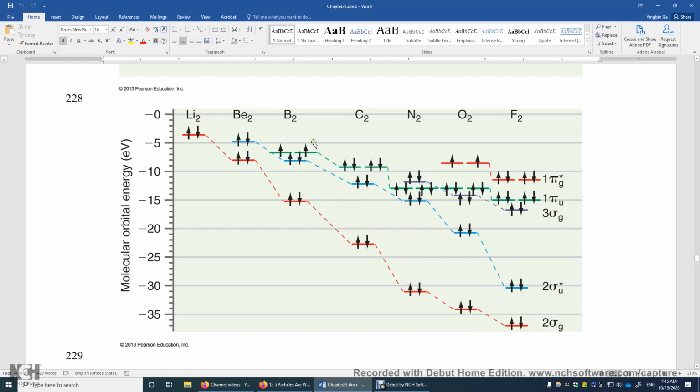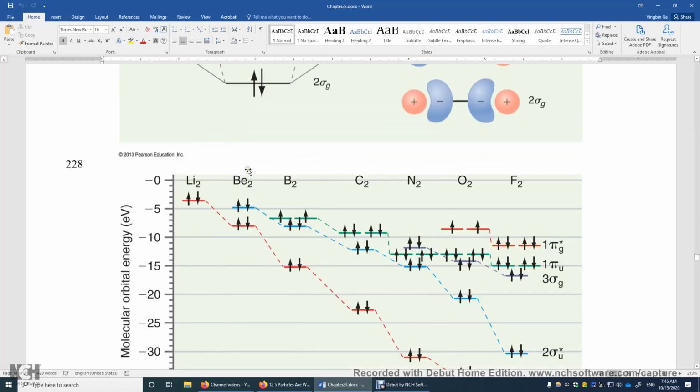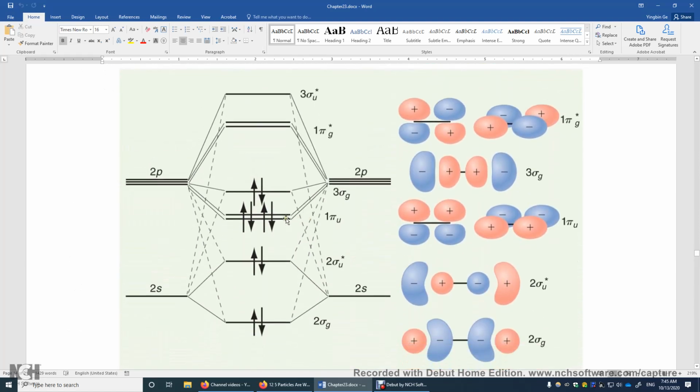Okay. Now boron 2. Boron 2, carbon 2, and nitrogen 2 have similar MO diagrams. So in boron 2, you put 2 electrons in these 2 1 pi u bonding orbitals. Both are alpha electrons, or both are beta electrons, to minimize the energy, to reduce the repulsion between these 2 electrons. So if you look at boron 2, you just need to get rid of these 2 electrons, and then get rid of this beta electron and this beta electron. You have only 2 alpha electrons that occupy the 1 pi u molecular orbital. So boron 2 is also paramagnetic.